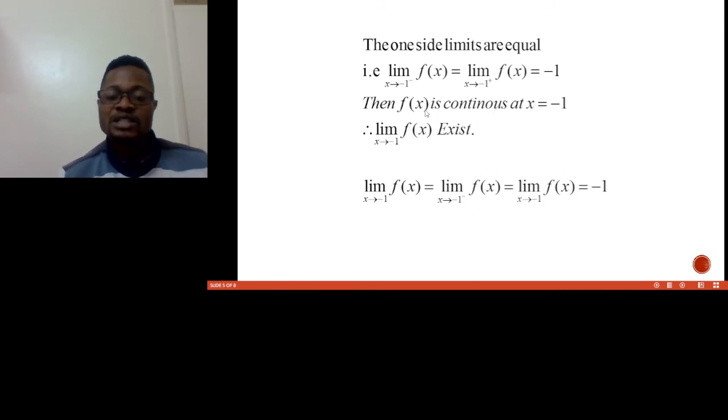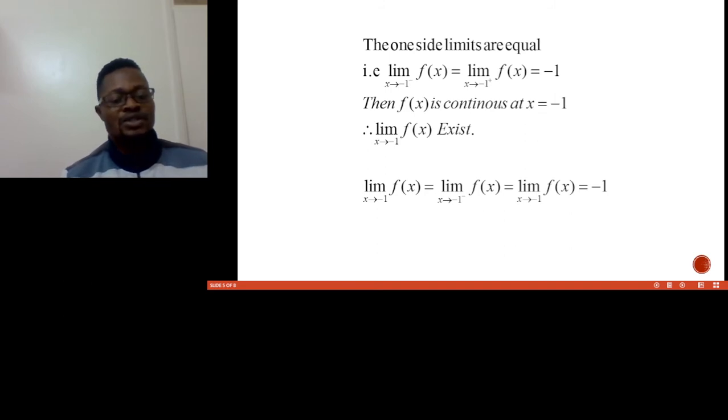Then f of x, we will conclude that it is continuous at x equals -1. Therefore, the limit as x tends to -1 of the function f of x exists. And we can put our conclusion this way. And we have succeeded by showing that our limit exists and that the function is continuous.